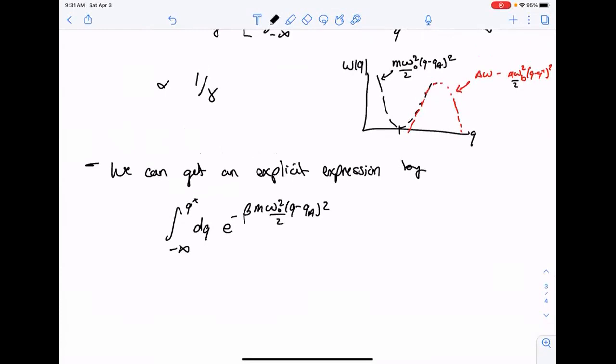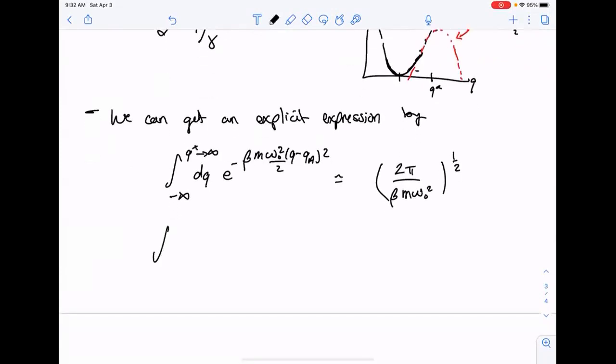If q star here is sufficiently far away, or this parabola is sufficiently stiff, that we can send this integral to infinity and not miss much of that integral, because it's exponentially damped as I move q away from qA. So that would be approximately just a regular old Gaussian integral whose evaluation we know how to do, giving me factors of 2 pi over beta m omega naught squared.